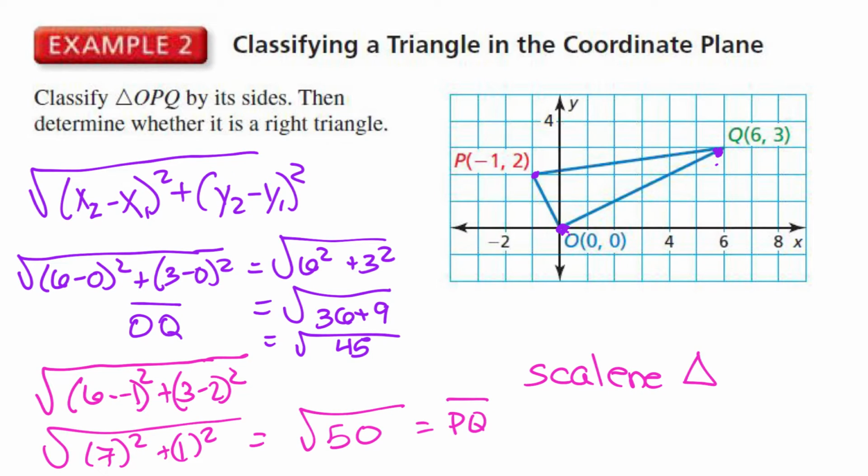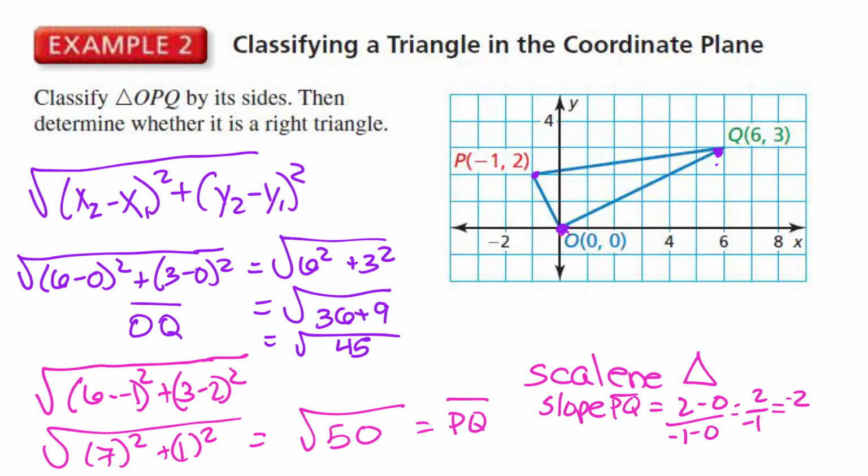To determine if any of the angles are right angles, or whether it is a right triangle, we need to look at the slopes of the lines P and Q and O and P. So we look at the slope of line PQ. The slope of PQ is equal to y2, which is 2 minus 0 over -1 minus 0, which is equal to 2 over -1, which is -2.